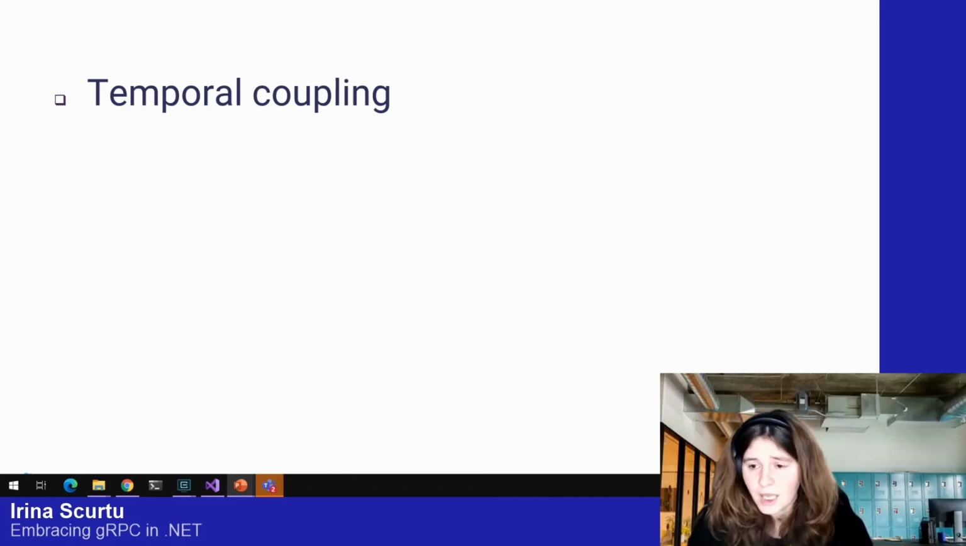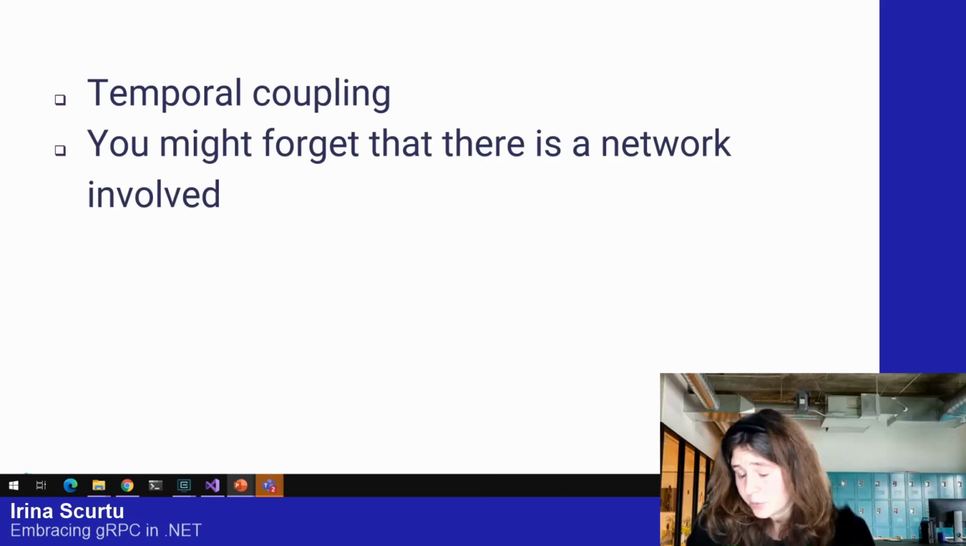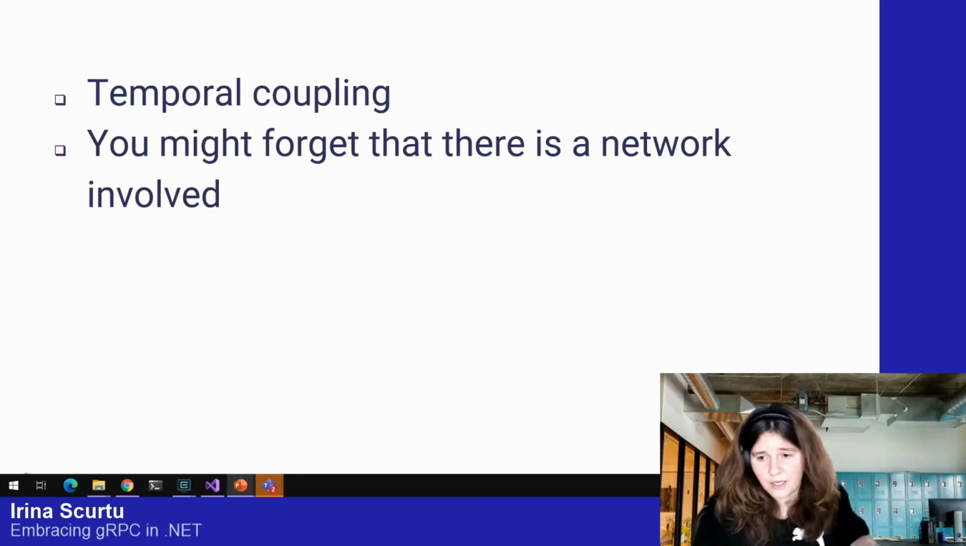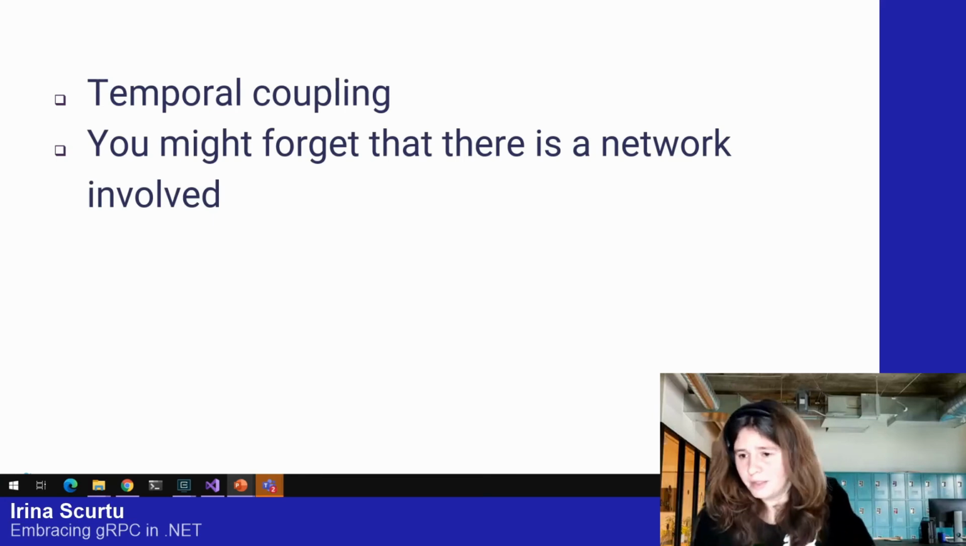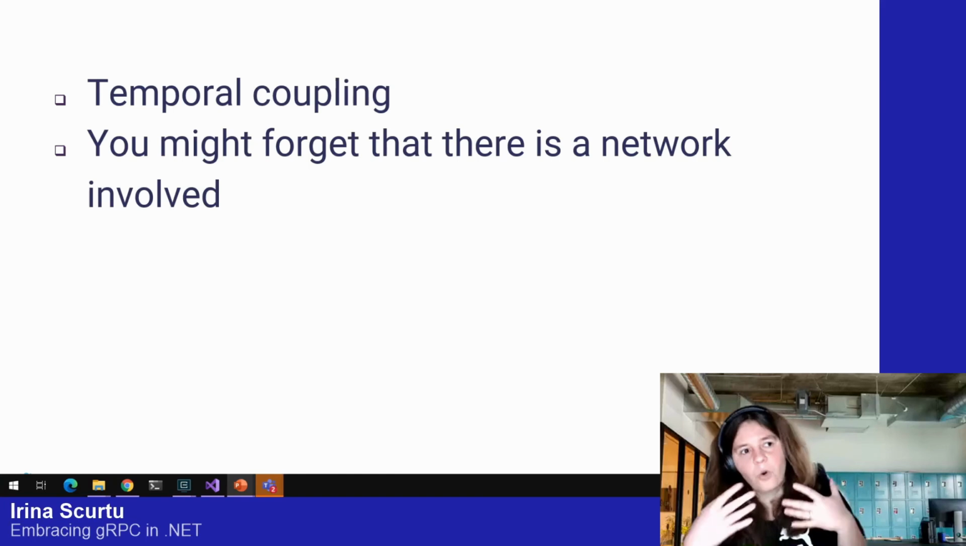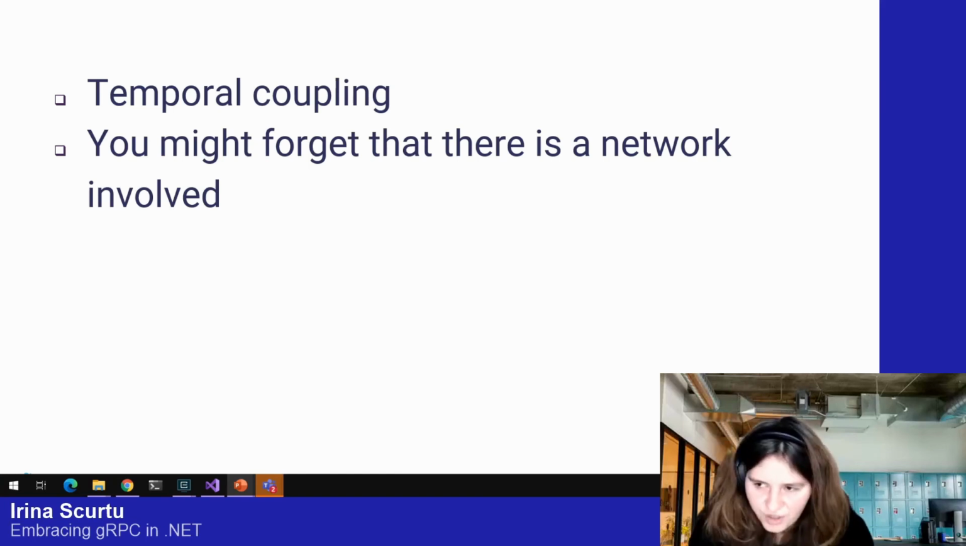Another downside, I think, is that you might forget that there's a network involved. It's so easy to say, yeah, I'm creating a channel, I'm creating a client, I'm calling a method. That's it. But it's not that obvious that there is a network there. And you might abuse this power. You might do a lot of calls to get the same data over and over.